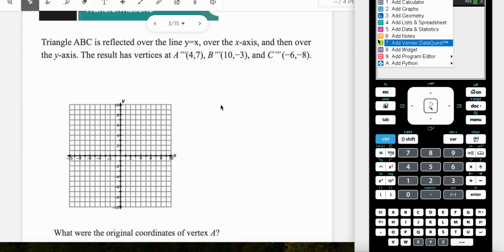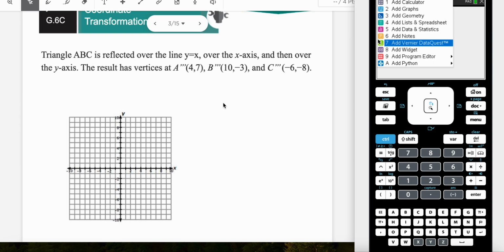So here we see a series of transformations that took place. The first one was that ABC was reflected over the line y = x. That's the first transformation. After it was reflected over the line y = x, it was further reflected over the x-axis. After it was reflected over the x-axis, it was further reflected over the y-axis. So I'm going to write down all of those.